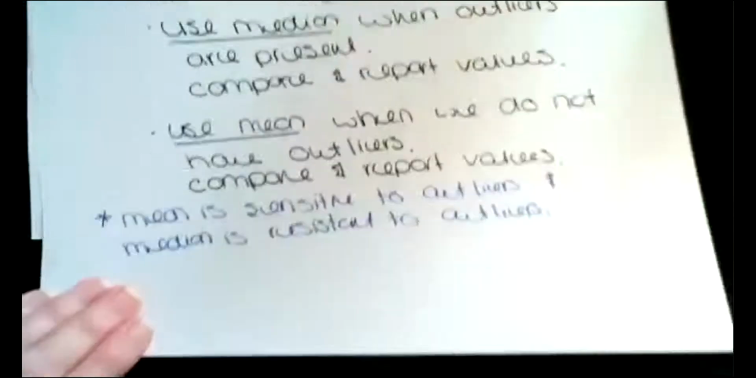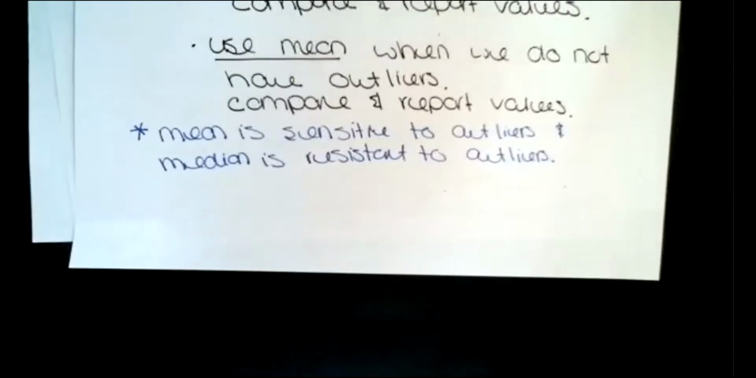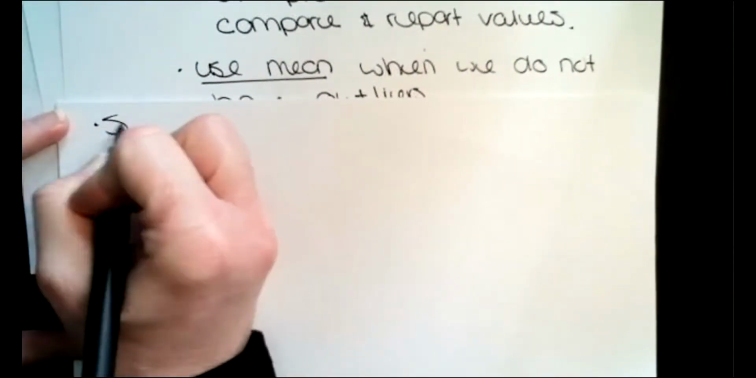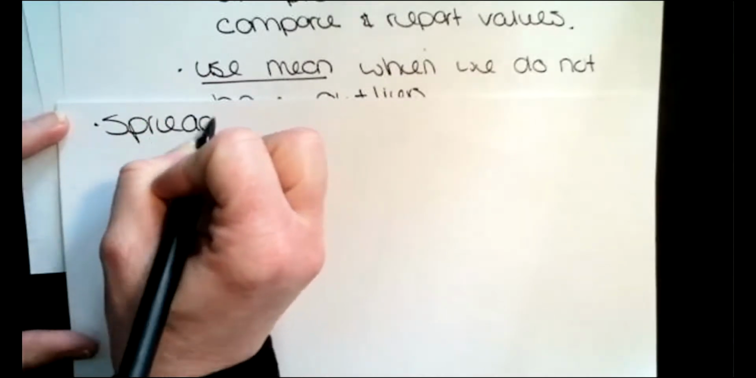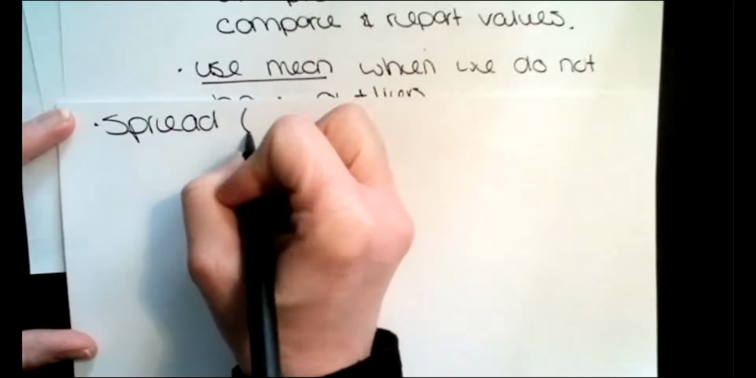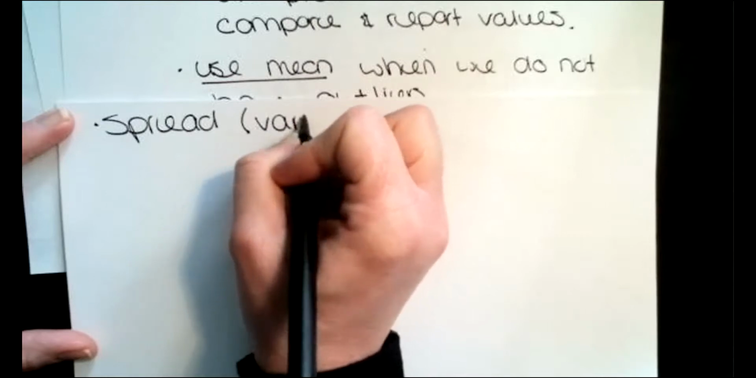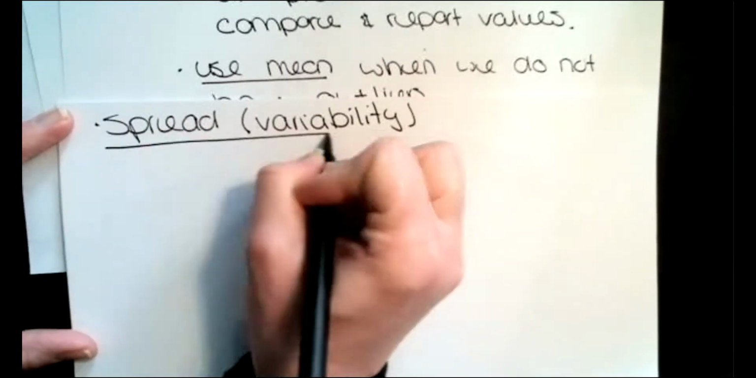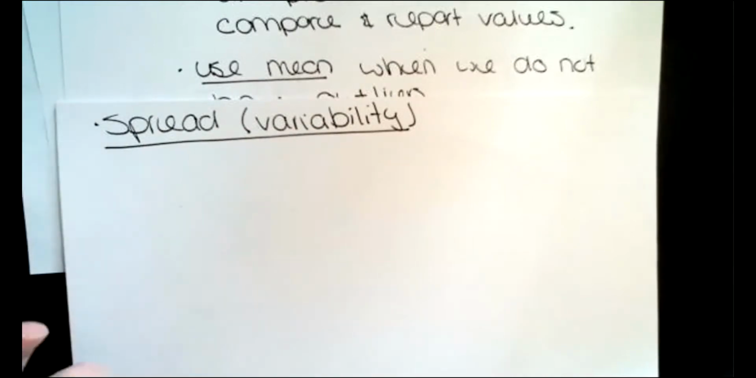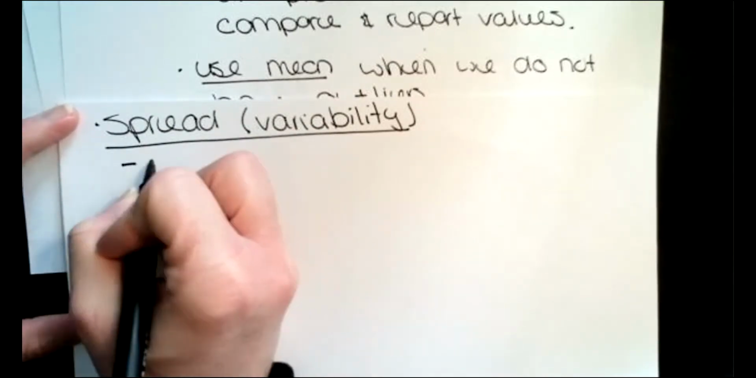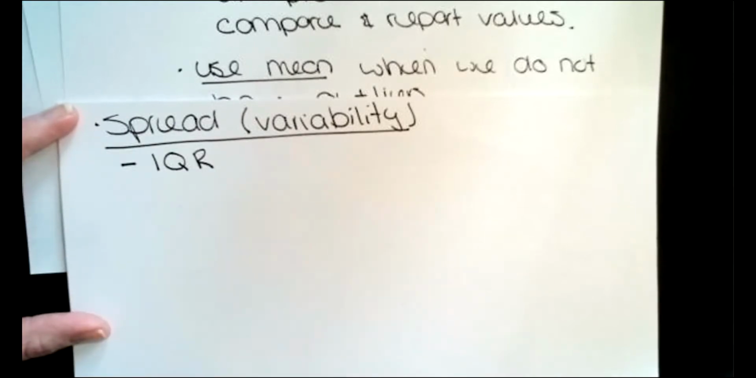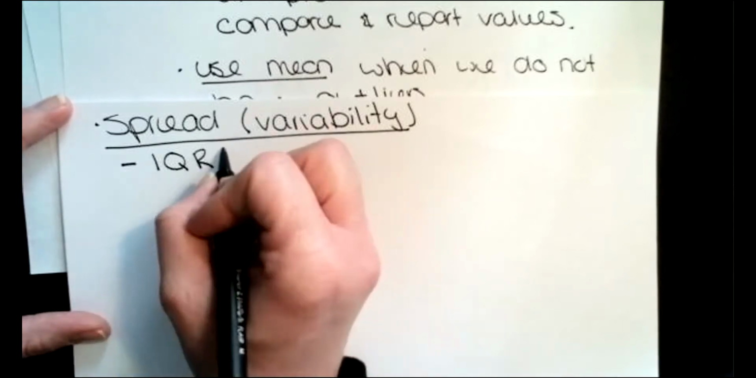So now let's talk about the spread and what the spread is. Remember, this is how spread out my data is. So here for my spread, this is also called the variability. Okay. So here we're going to use IQR. Remember, that's interquartile range. Or we use standard deviation.